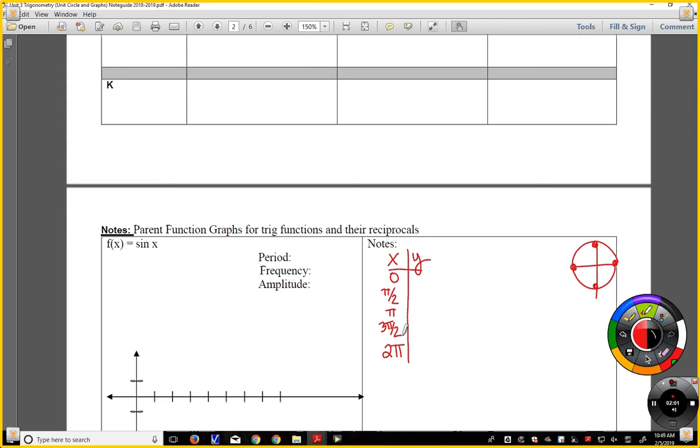Okay, 0 is here, so the sine at this point is 0. Pi over 2 is here. The sine at that point is 1. Pi is at 180. The sine there is 0. 3 pi over 2 is down here, and the sine would be negative 1. And 2 pi is back where we started at 0, and we'd have 0. This is the parent function table we want to use for the sine graph.